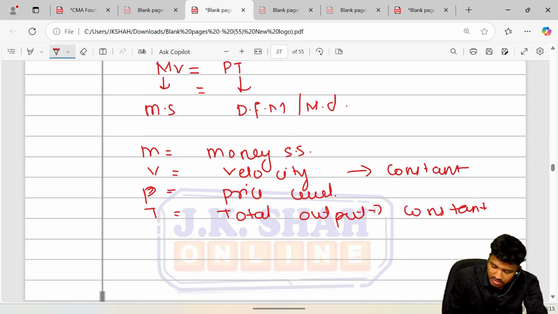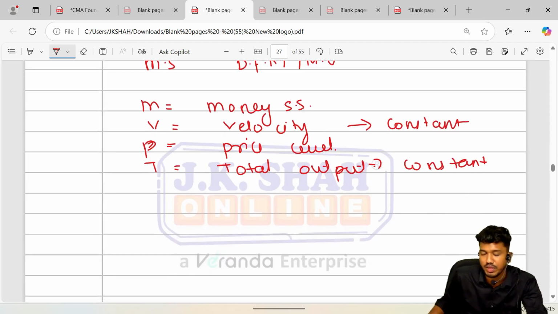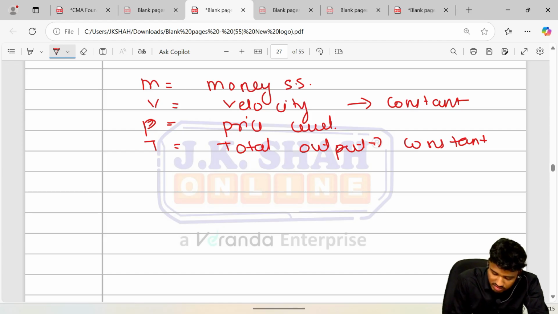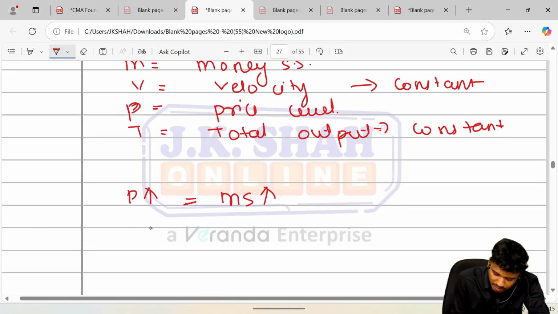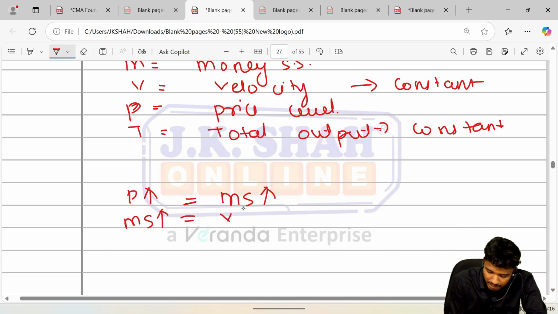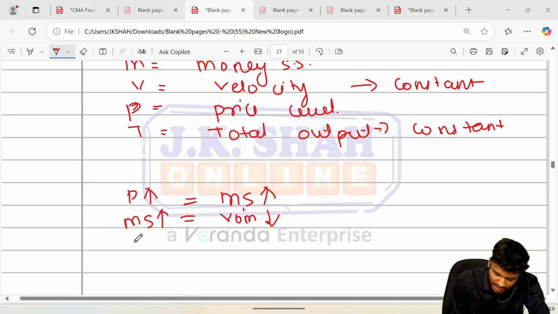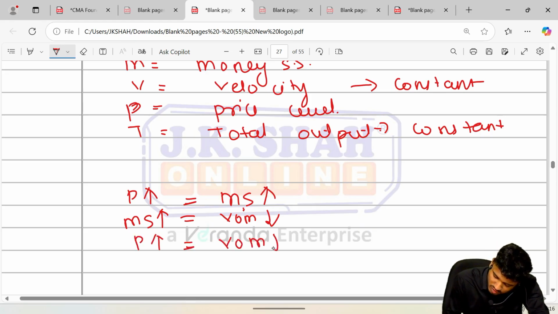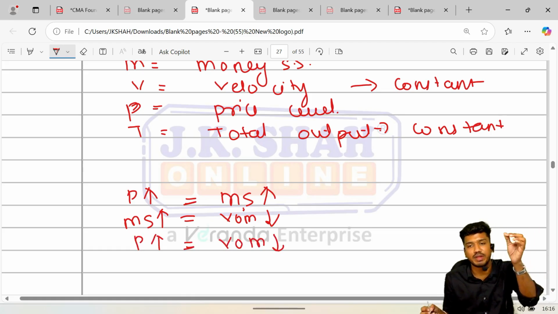Next, a relationship between money supply and price level was being put on the table. That is, as the price increases, money supply will also increase. And if money supply increases, its value will fall. Value of money will fall. And as price increases, value of money also decreases. If price increases, the value of money will fall.